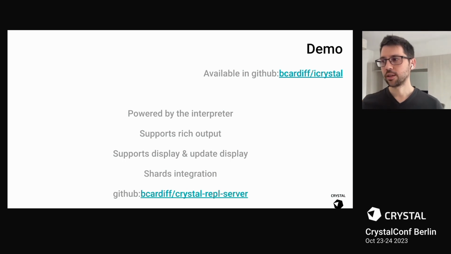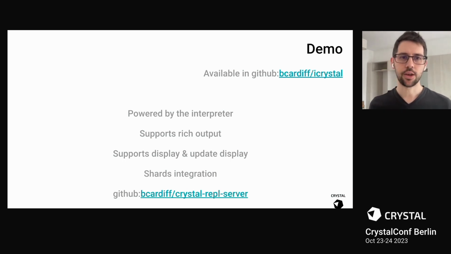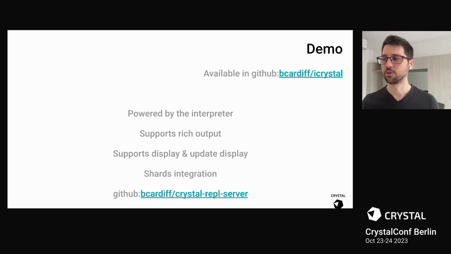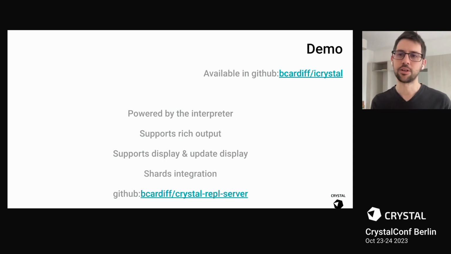Part of this project motivated the creation of the Crystal REPL server, which is a different repository, which wraps the interpreter or the REPL in an HTTP API that can be accessed through sockets. So that is the one that is essentially a Crystal compiler itself with some other API. So that was the demo.